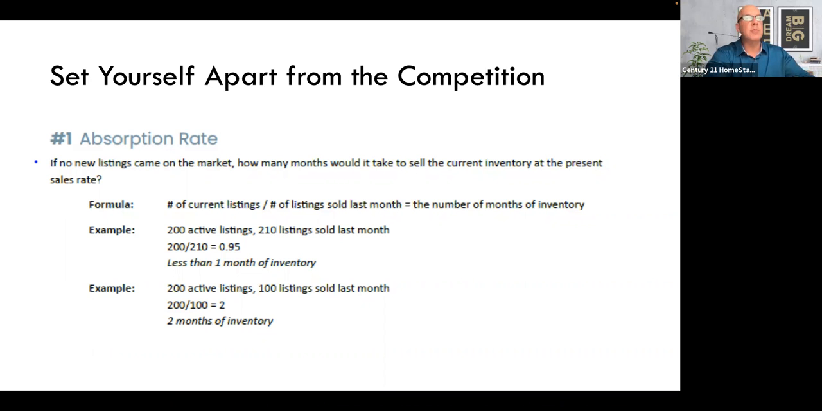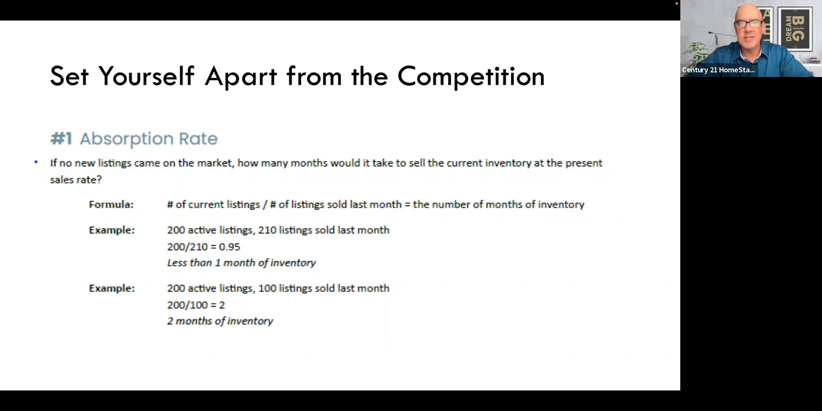So if 210 sold last month and we have 200 now, hopefully about the same amount of buyers are going to be out there. And of course, market conditions vary a little bit, time of year varies a little bit, and having properties that are overpriced would definitely hold up a sale. But this gives you an example.